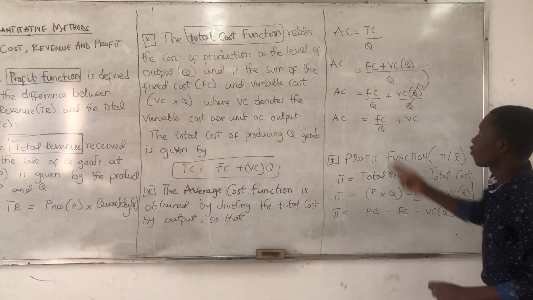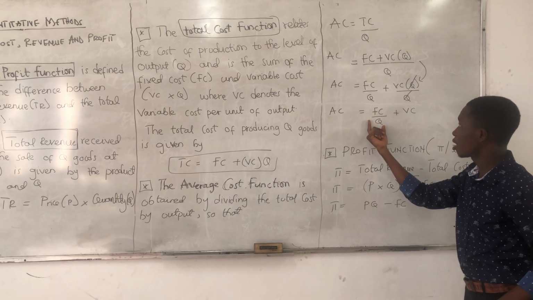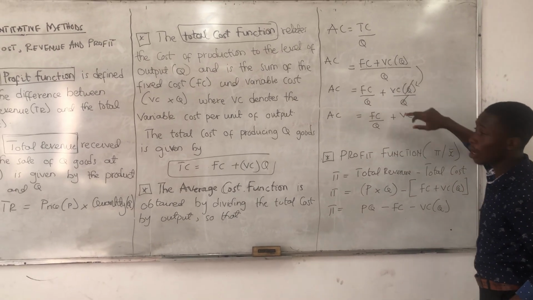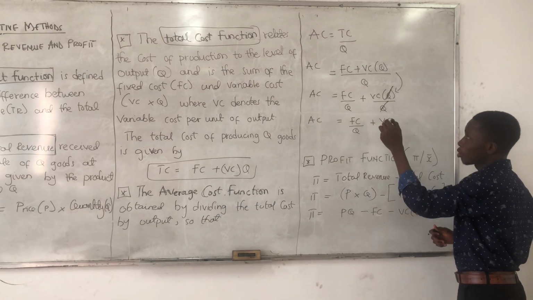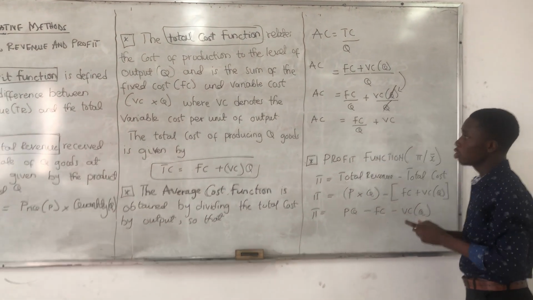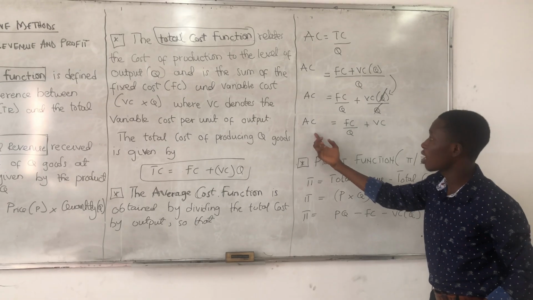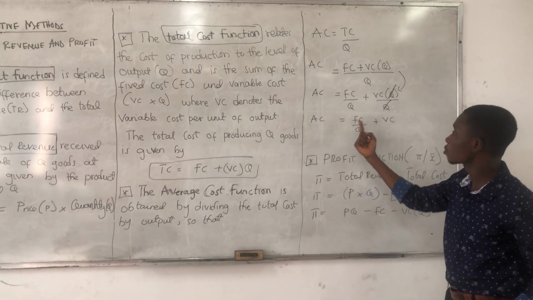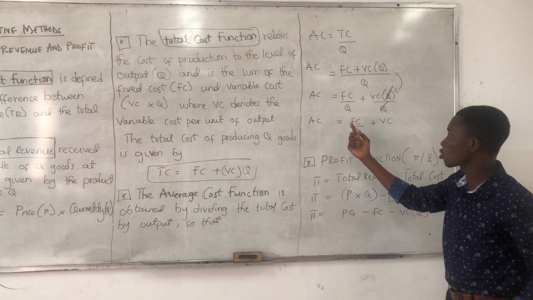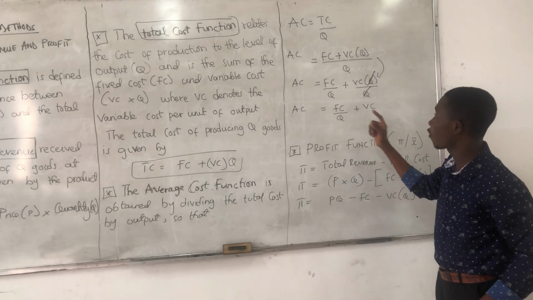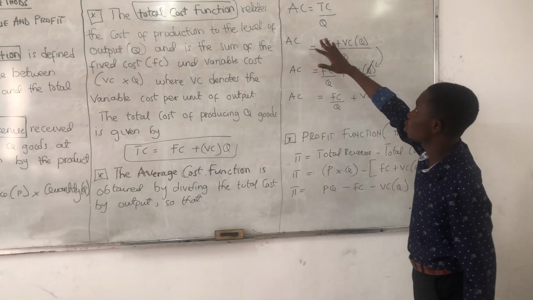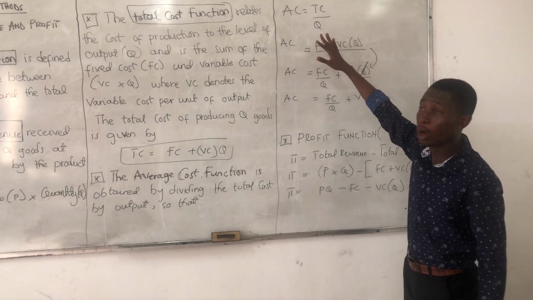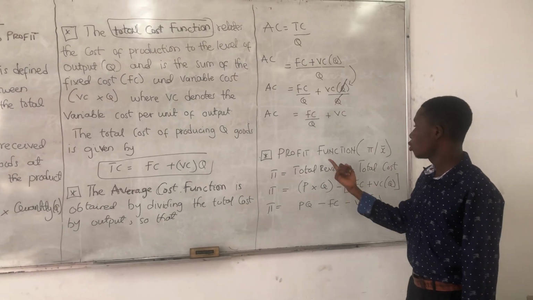Now, fixed cost over quantity. We have quantity here, we have another quantity, so what we do is we cancel out. Quantity cancels quantity out, and we have a variable cost. So this is the reduced form of average cost. So average cost is equal to fixed cost over quantity plus variable cost. So the actual formula for average cost function is average cost equals total cost over quantity.